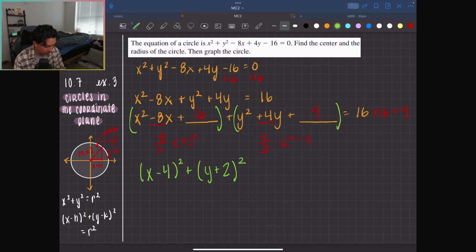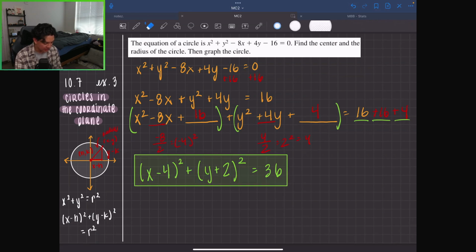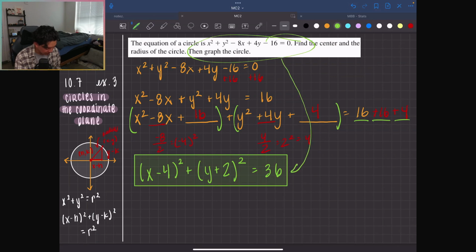Now it looks like the equation of a circle. And it's going to equal 16 plus 16 plus 4. 16 plus 16 is 32. 32 plus 4 is 36. Cool. So this right here is our equation of the circle. It's basically this, but simplified now. Okay. And we did that by completing the square and factoring and by using all of the things that we already know.